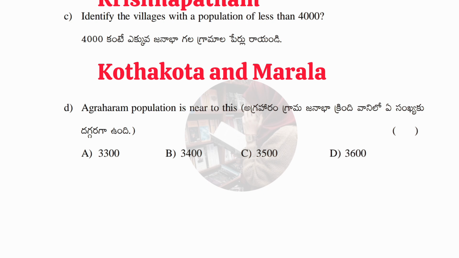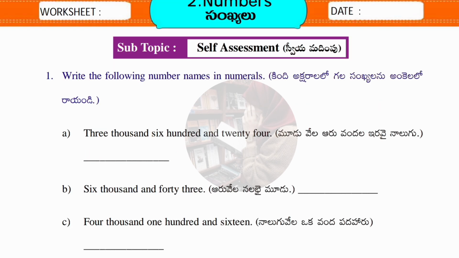Agraharam population is near to this. Here the correct answers are given. So the correct option is 3400, which is B. Okay, so these are the answers for this, guys. Now we'll move to the self-assessment.